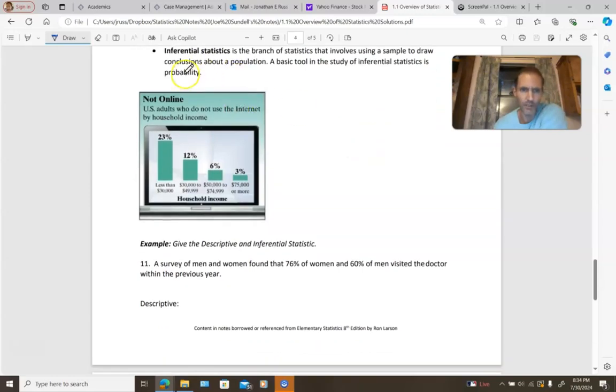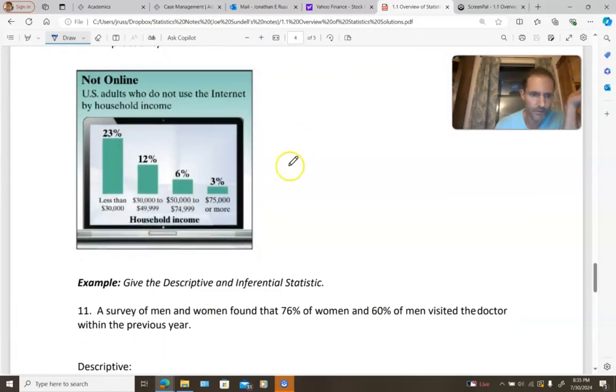And here's an example right here, or here's a graphic. It's entitled Not Online. So it says U.S. adults who do not use the internet by household income. These days, you wouldn't imagine there would be many U.S. adults who are not using the internet. But, so let me zoom in a little bit so you can see this better.